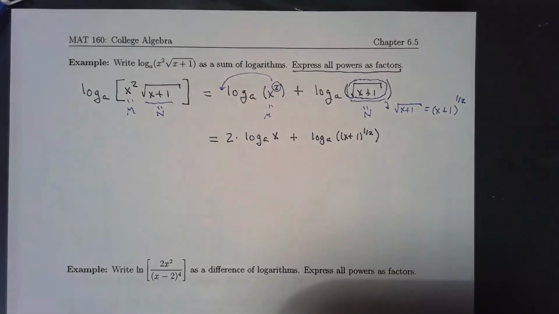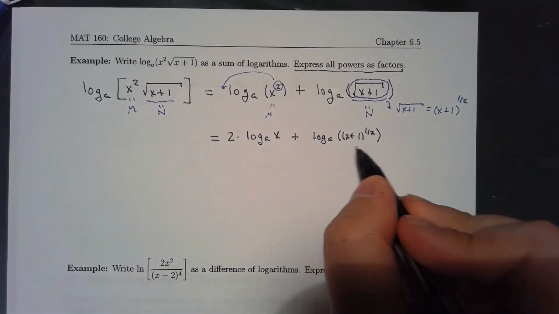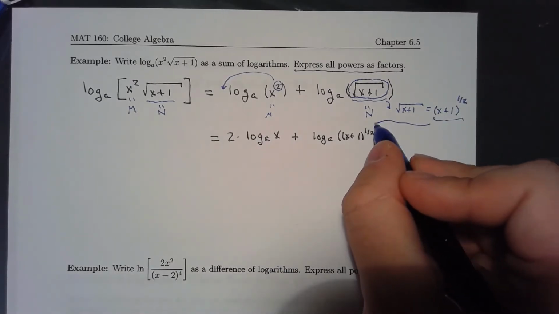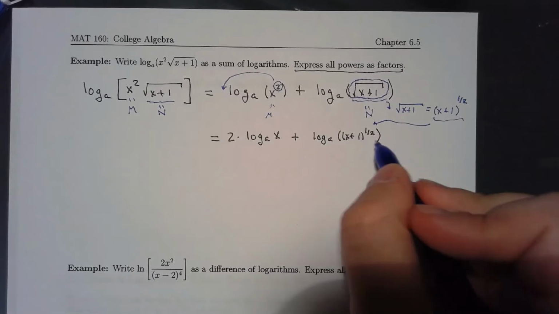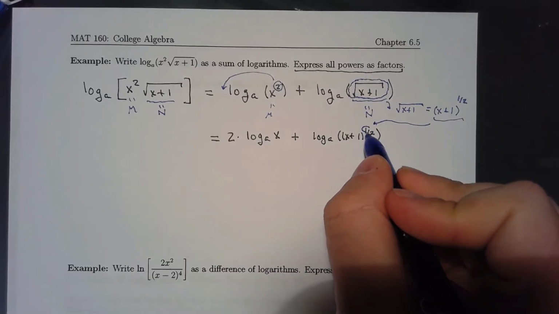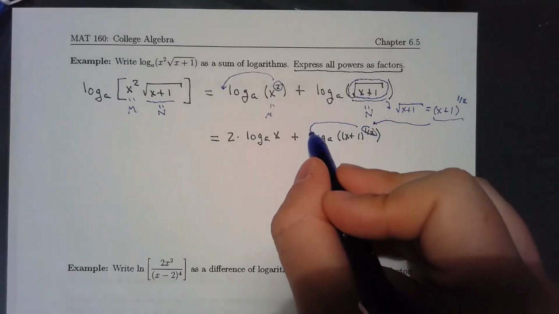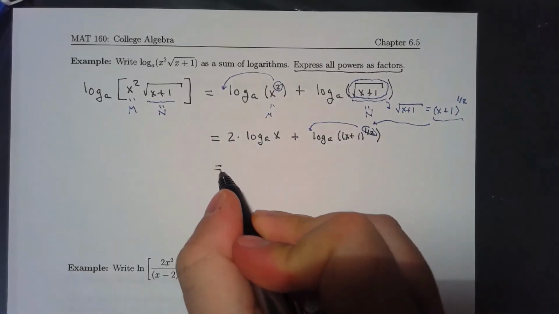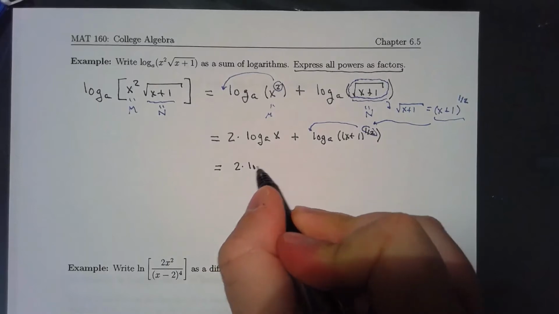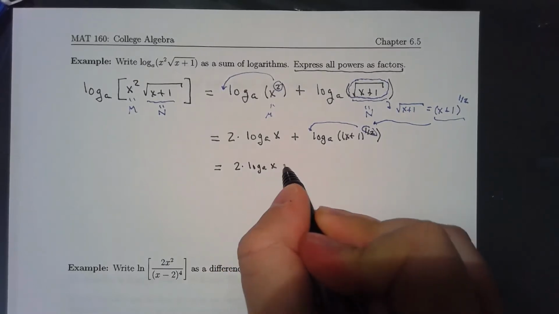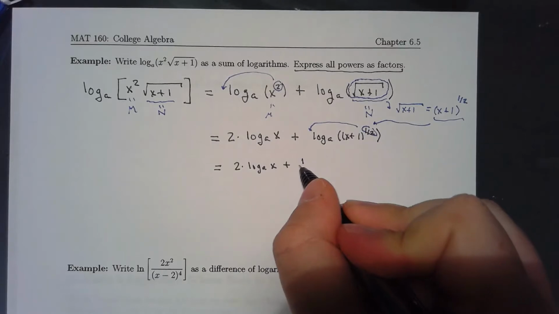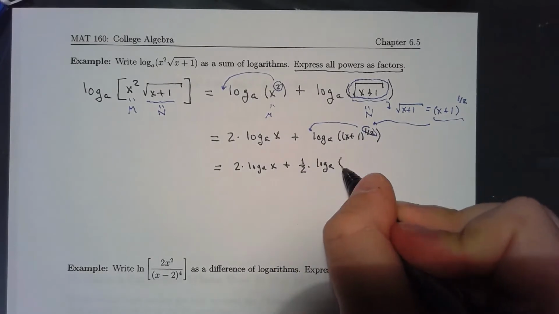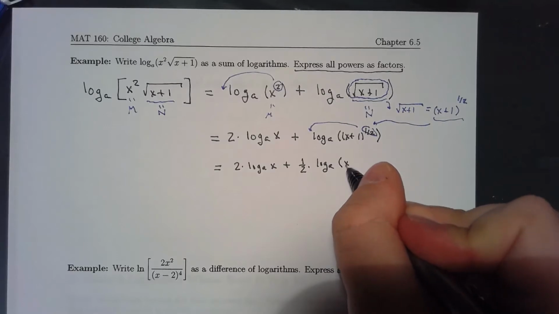Same thing. But now that it's rewritten this way, what could I do with this 1/2 power? I could bring it out front, just like I did with the 2 here. I could bring it out front using property number 5 again. So I'll have 2 times log base a of x plus 1/2 times log base a of x plus 1.